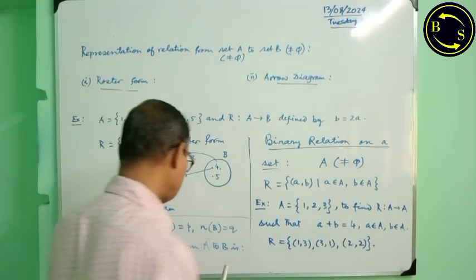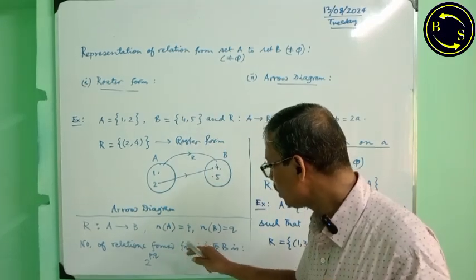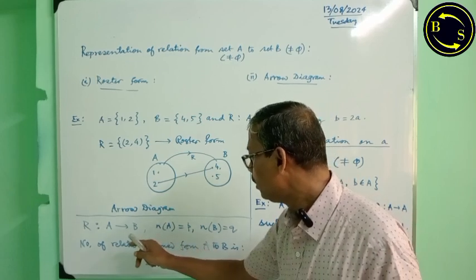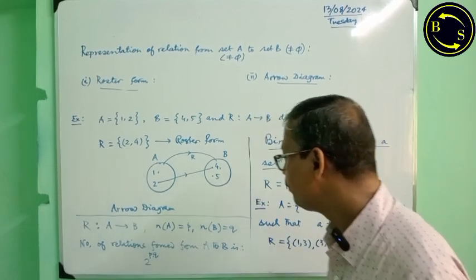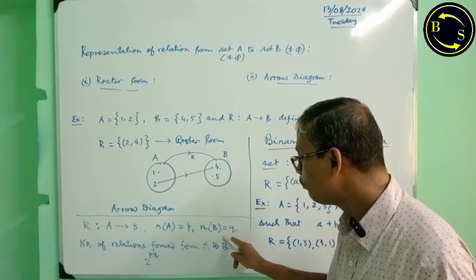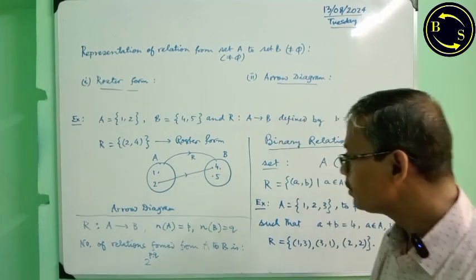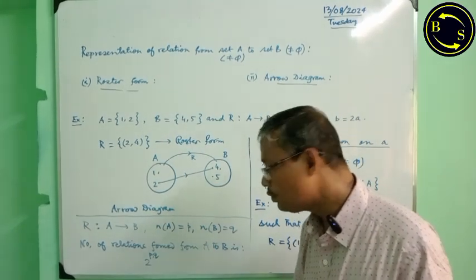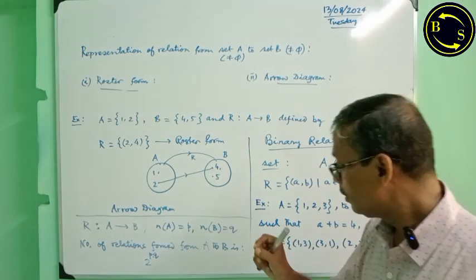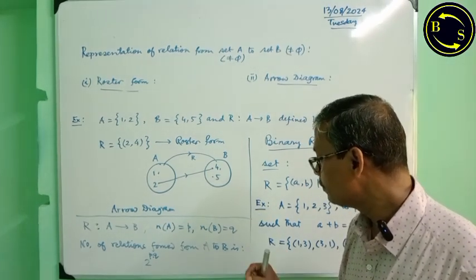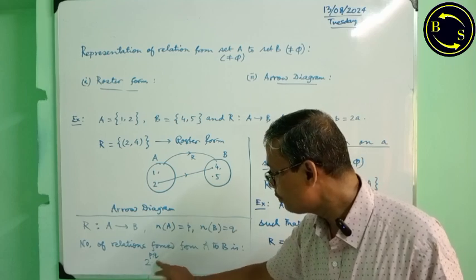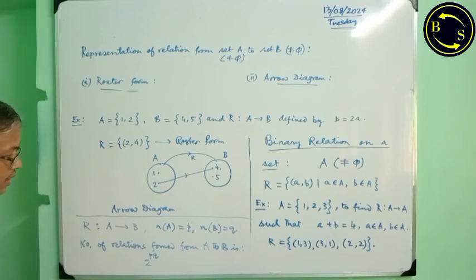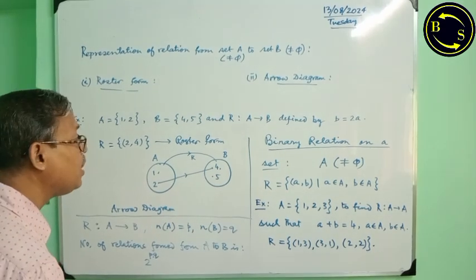How? The total number of ordered pairs that can be formed for A cross B is p into q. Therefore, the total number of relations that can be formed from set A to set B will be equal to 2 to the power of the number of ordered pairs of A cross B, that is 2 to the power pq. That will be the number of relations.